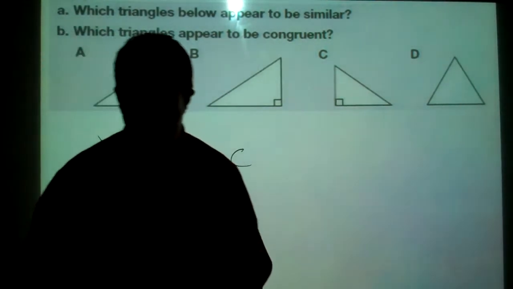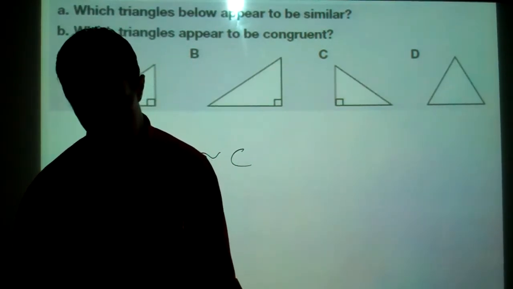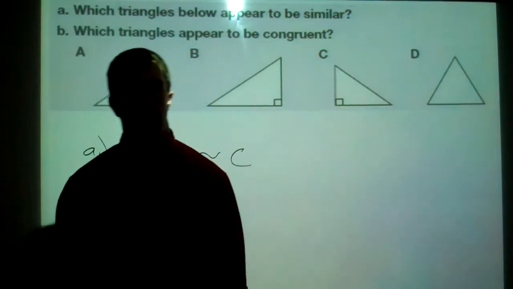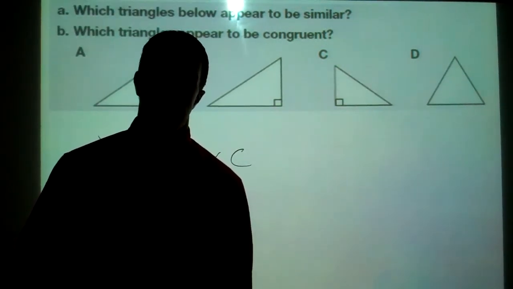Alright. That was our review on polygons, and we introduced a couple new terms, probably similar, since I'm sure they've seen congruent before, and maybe dilation, which they have heard of before.